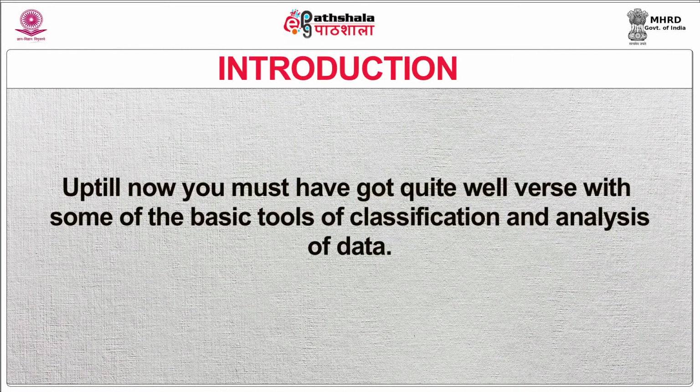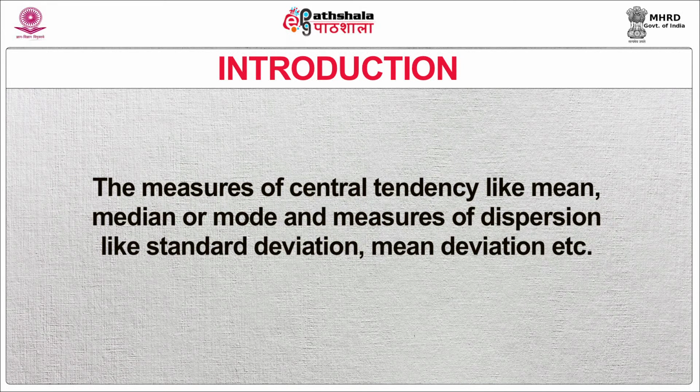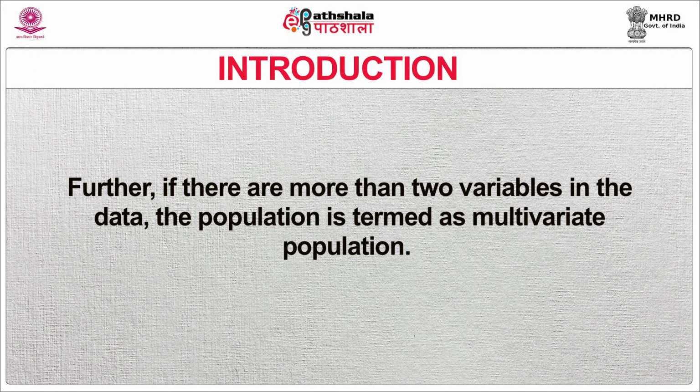First of all, dear friends, I would like to give you a brief introduction about the topic. Till now, you must have become quite well versed with some of the basic tools of classification and analysis of data. The measures of central tendency like mean, median, mode, and measures of dispersion like standard deviation, mean deviation, etc. are used for univariate population, that is, on the population that comprises measurement of one variable only. But if the data comprises two variables from the population, it is termed as bivariate population. Further, if there are more than two variables in the data, the population is termed as multivariate population.